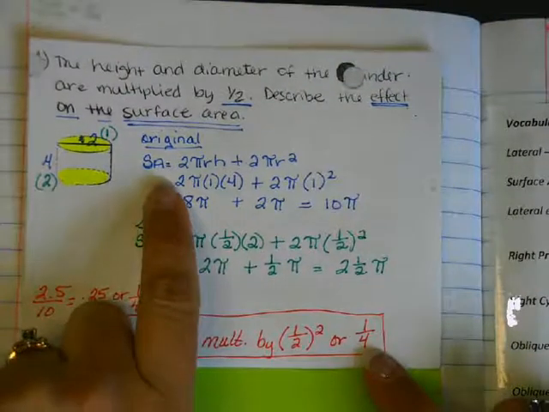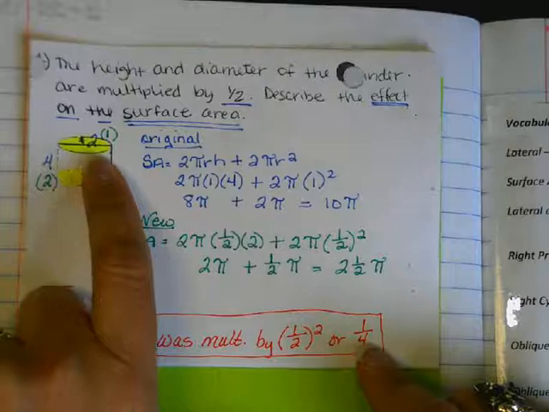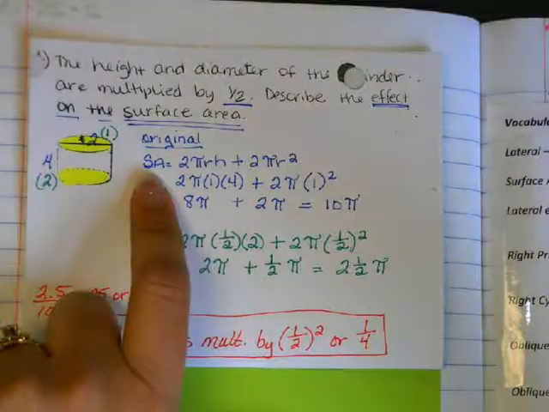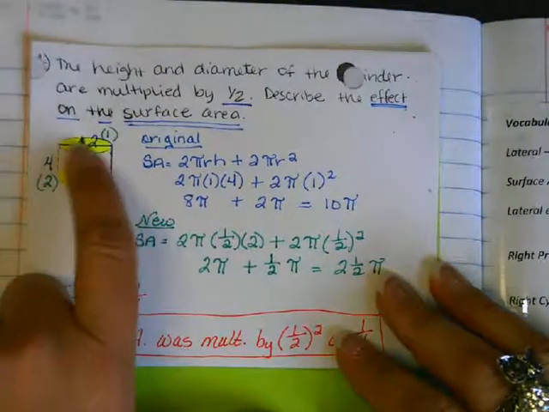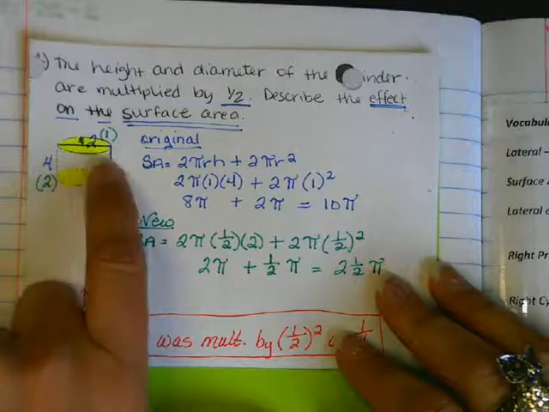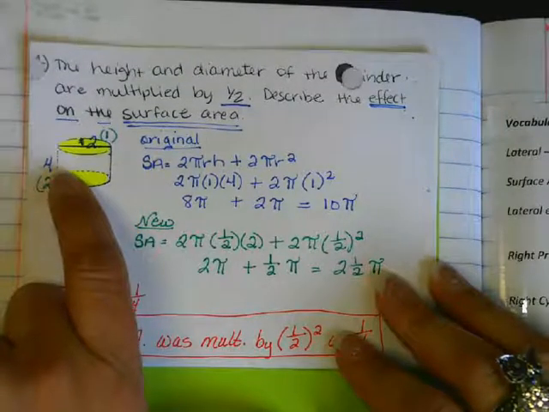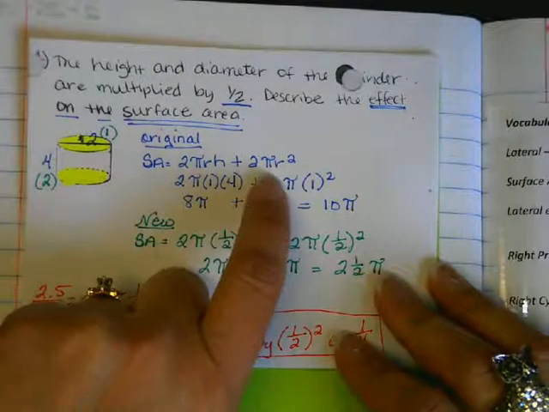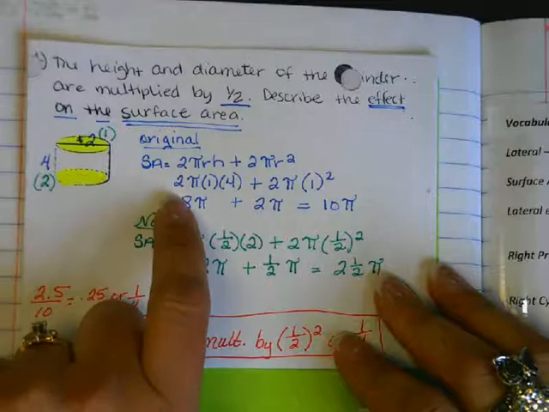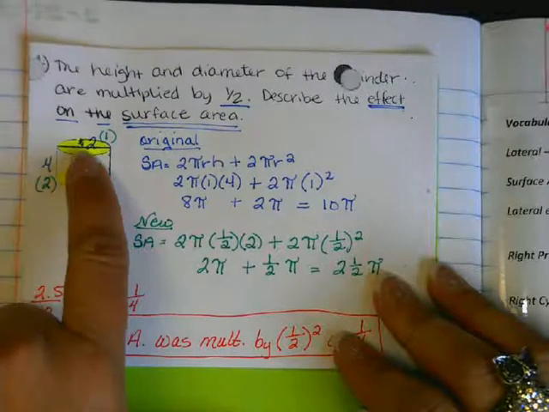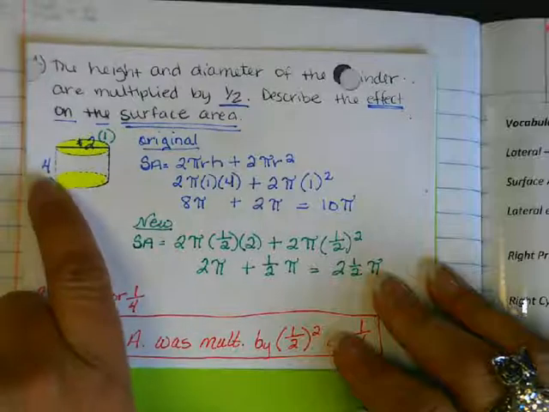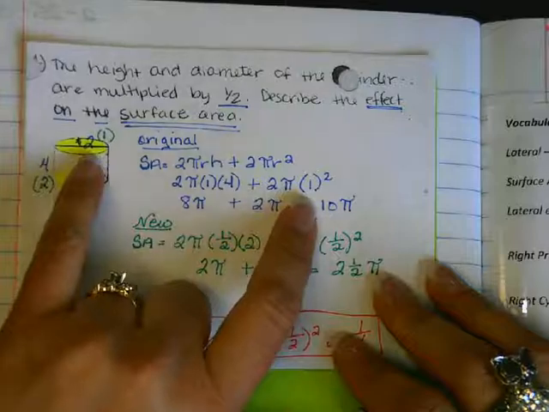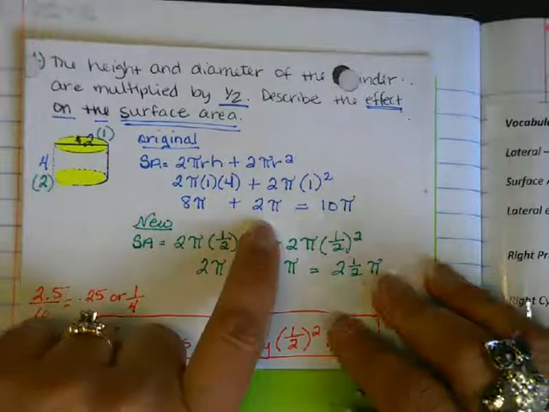Okay, the original here, we have to actually just come up with some dimensions because they didn't give us any at all. They just want the effect. So I came up with 2 for my diameter, 4 for my original height. Okay? So I plugged it in for the total surface area of a cylinder, 2 pi rh plus 2 pi r squared. So 2 pi times the radius of this one is 1, and the height of this one is 4. And then I have 2 pi times radius squared, which the radius of this one was 1, so I get 1 squared. 8 pi plus 2 pi gives me 10 pi.